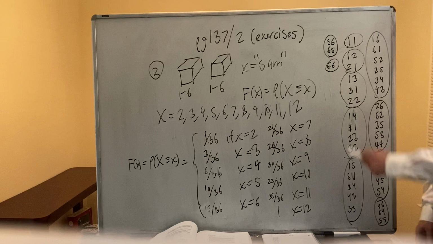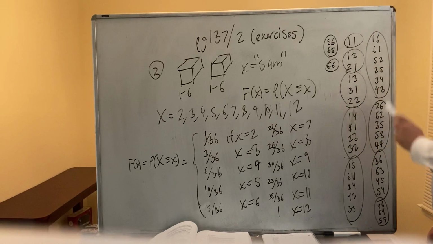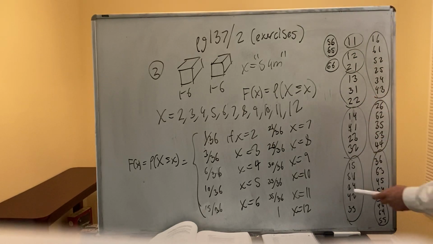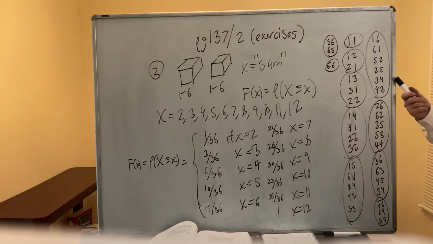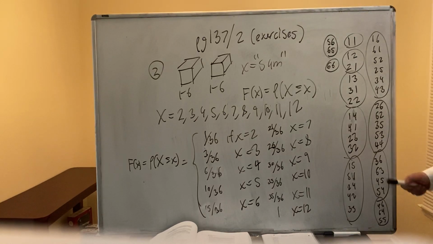Okay, so you see the pattern here. There's 1 simple outcome here, there's 2 more here, there's 3 more here, there's 4 more here, there's 5 more here. There's 6 more here, that's the most. That goes down to 5 more, 4 more, 3 more, 2 more, 1 more. Okay, so this is a pattern. Next one.